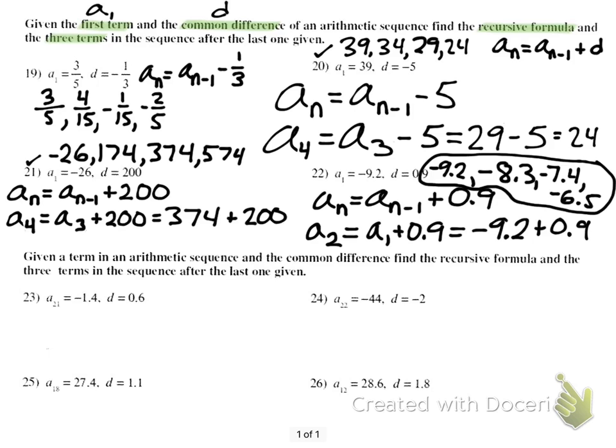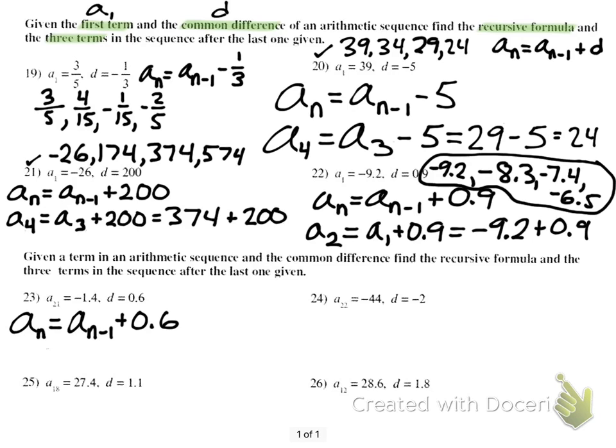I'm going to skip the rest of this work because I've done it a few times now. You're just taking 0.9, which is the common difference, and you are adding that each time to your answer to get the next answer. So negative 8.3 plus 0.9 is how you get negative 7.4. And then negative 7.4 plus 0.9 is how you get negative 6.5. So that's how those last 2 answers were gotten.